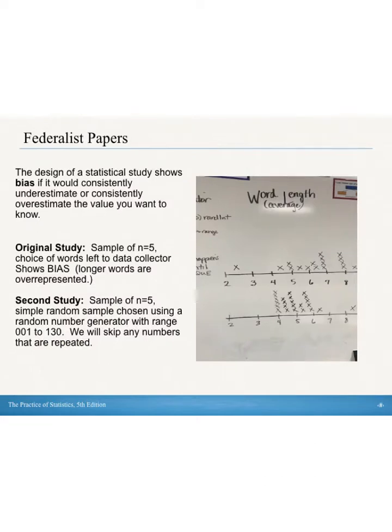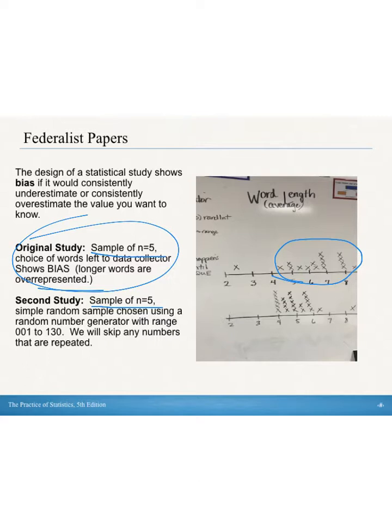So in the Federalist Papers, there were 2 sample surveys. The first one was our original sample survey. The way we did it was there was a sample of n equals 5, so 5 words were chosen, but the choice of the words was left to the data collector. And when we had our 27, 28 data collectors, there tended to be a bias where the longer words were overrepresented.